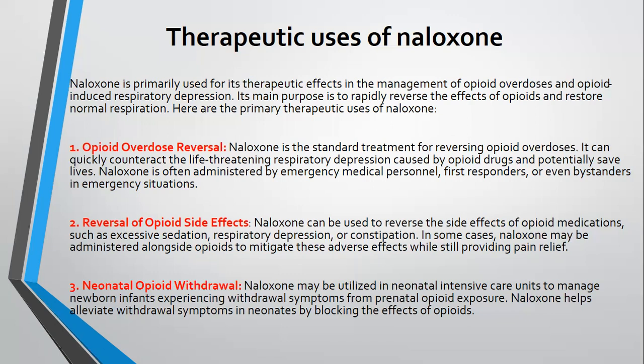This means that if a baby is born and his mother is an opioid addict or has had a drug overdose, its effect can be seen in the newborn child. So naloxone is given to that newborn child to quickly reverse the effects of the opioid.